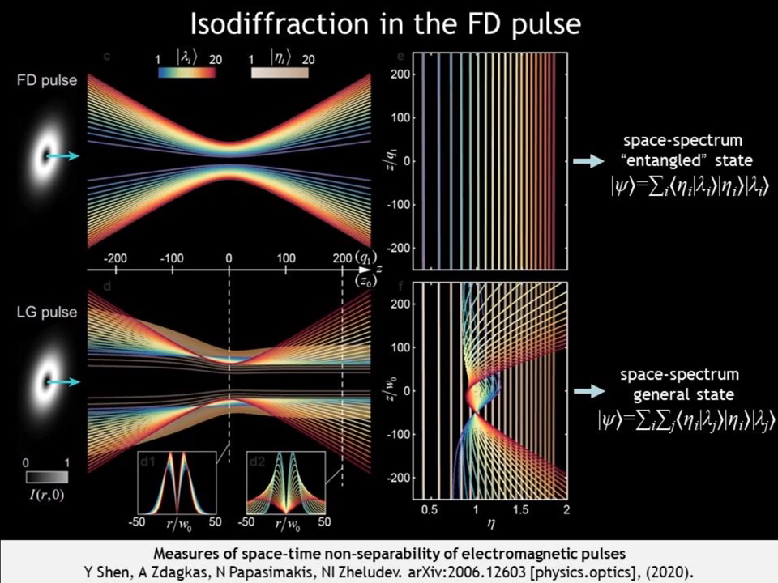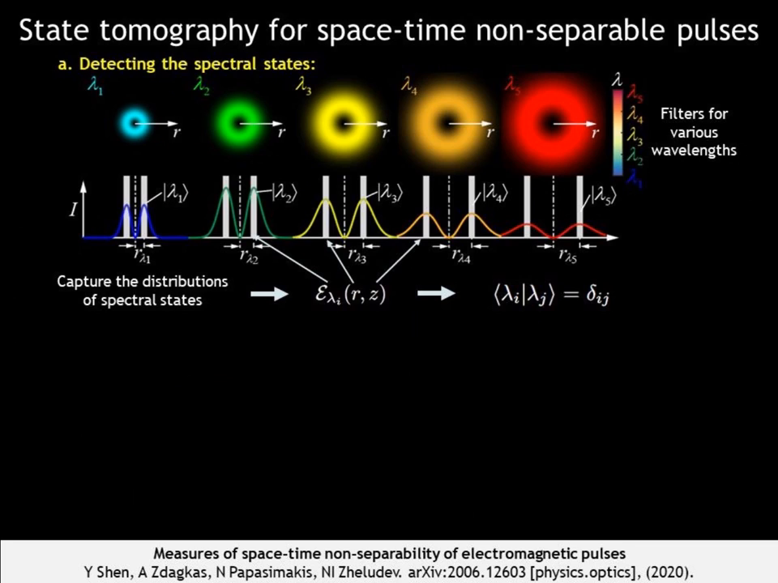So there are possibly many crosstalk terms in the general space spectral state. How to measure the spectral and the spatial entangled state in experiments? The first step is detecting the spectral state. We can obtain the various spectral components by the filters for various wavelengths, and then find the maximum region correspondingly, and construct the classical field as shown in the gray band regions.